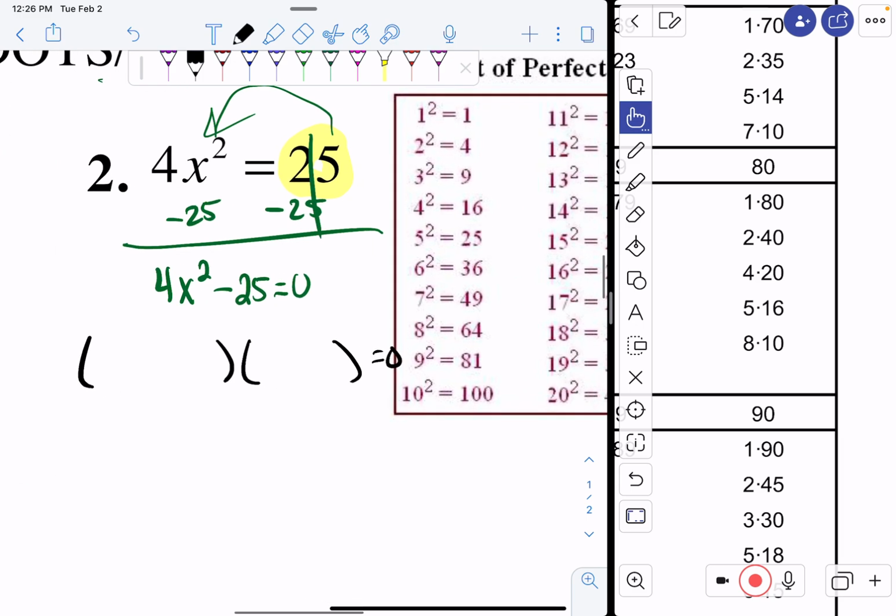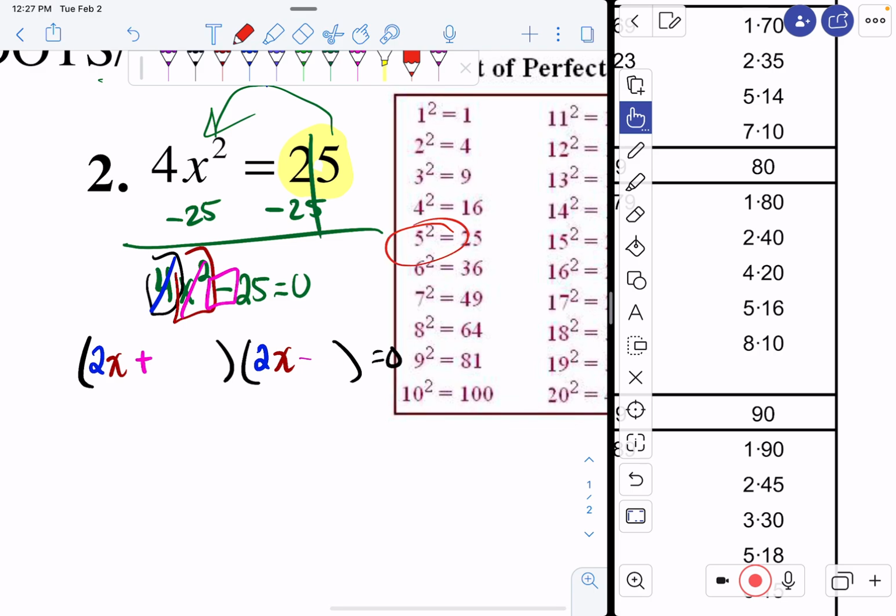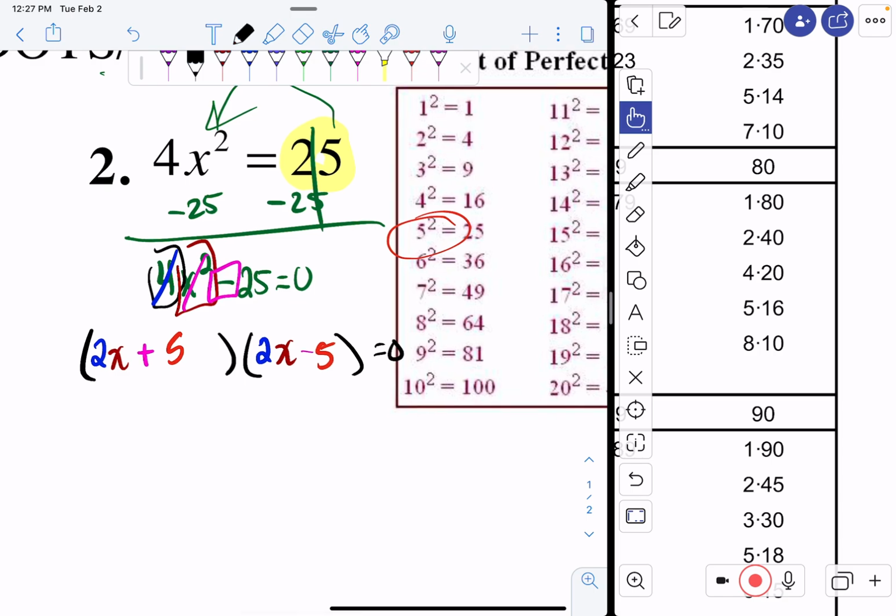I ask myself, what makes 4? 2 and 2. What makes x squared? X and x. Plus minus. And then what makes 25? If I look, it's 5 and 5. So I have 2x plus 5 equal to 0 and 2x minus 5 equal to 0.